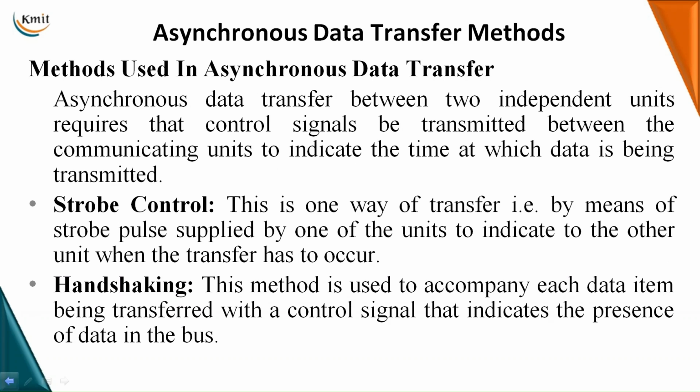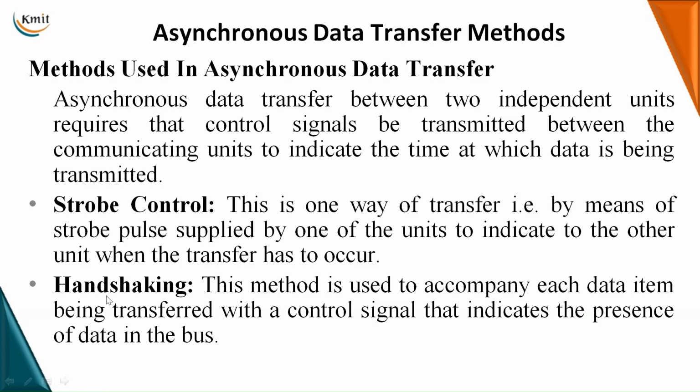Coming to strobe control, it is one way of transfer by means of which a strobe signal or a strobe pulse is supplied by one of the communicating parties in order to indicate to the other party when the transfer has to occur. So if the source wants to send a message to the receiver, it will first generate a strobe signal and send it to the receiver so that the receiver will identify that the sender wants to communicate with it. That is called the strobe control mechanism.